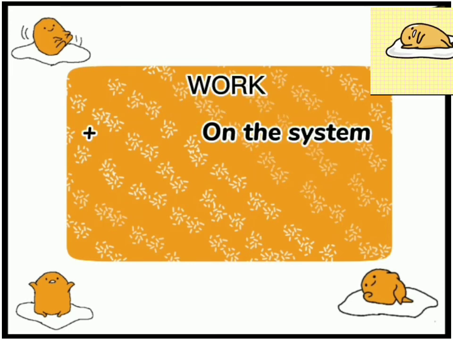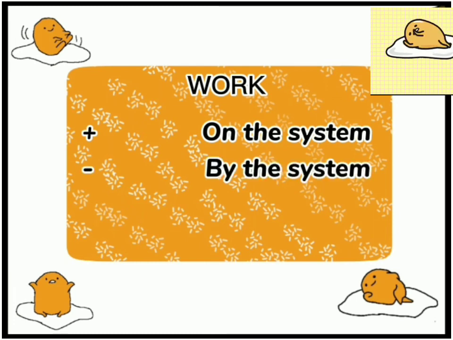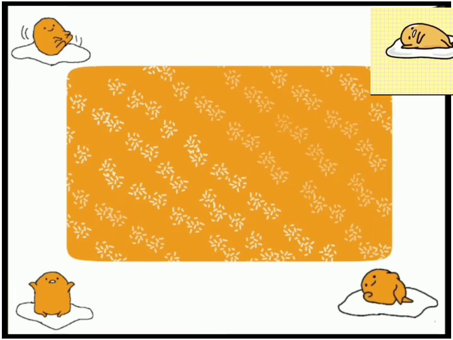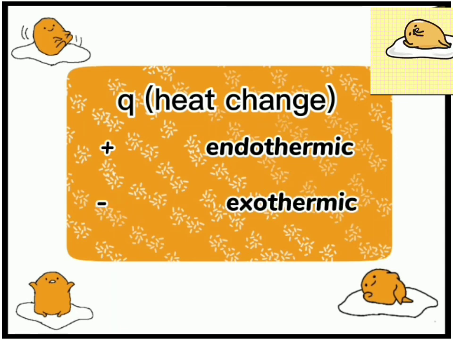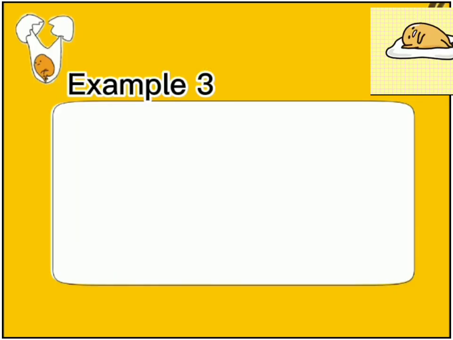Take note that work is positive when the work is done on the system and it is negative when it is done by the system. Heat change or Q is positive when it is endothermic, or when heat enters the system. On the other hand, it is negative when it leaves the system, or exothermic. Now let us apply that to our example number 3.